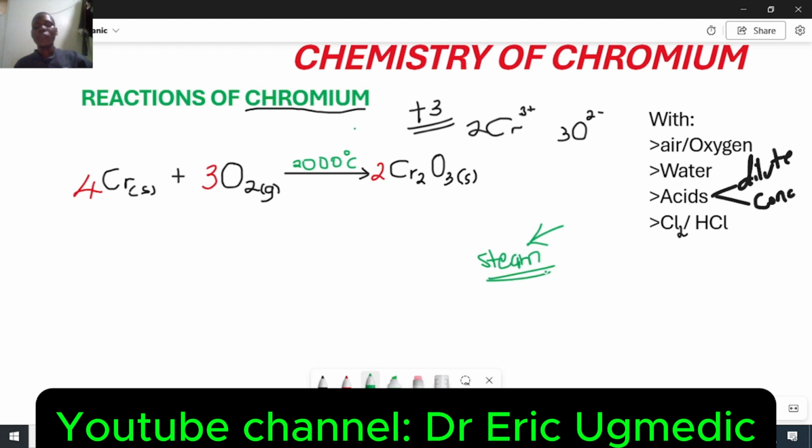So, in other words, the chromium will react with steam. You get? So that's the reaction that will occur. And what will it form? It will form chromium 3 oxide and hydrogen gas. That will show that the reaction actually occurred.